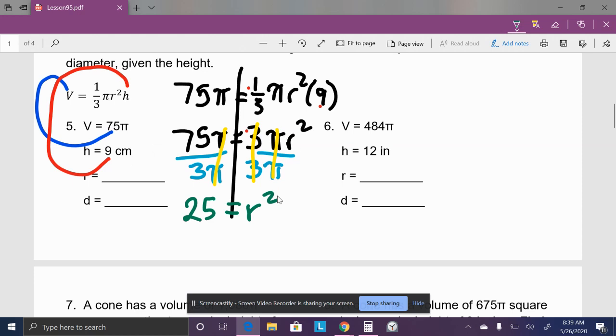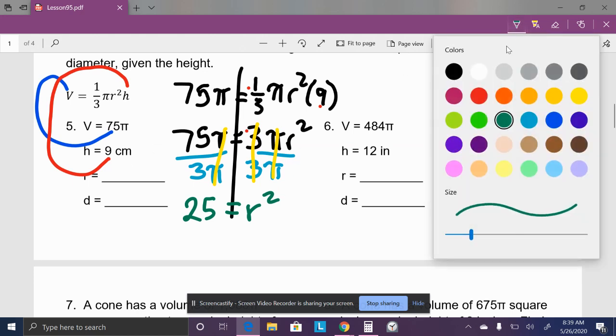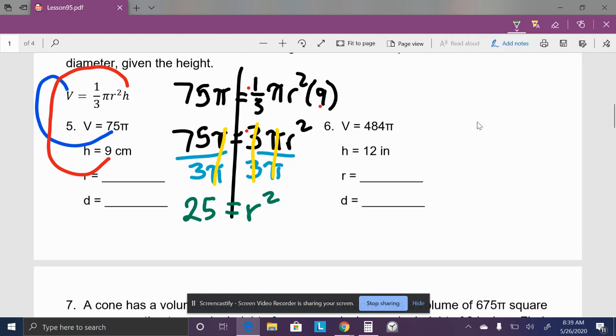That square doesn't go away, all right? So in order to isolate r, we have to square root both sides. Square root of 25 is 5. So my r is 5, and my diameter is 10, double the radius.